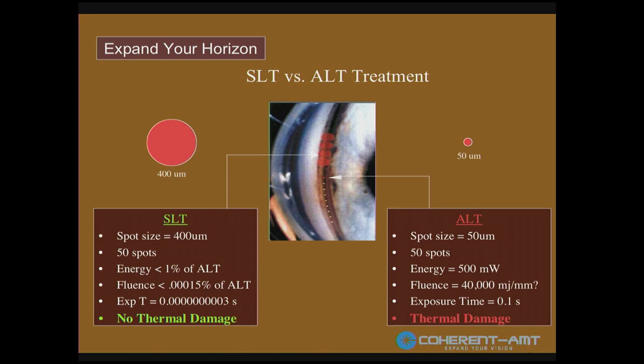The differences between SLT and ALT. In ALT, you can customize things. So you can change the spot size. You usually want to use 50 microns. You can change the energy. And in SLT, the spot size is fixed. You can't change it. You can change the energy a little bit, although the energy is much less. And the benefit of SLT is that you're basically just using a lot less energy and there's no thermal damage.